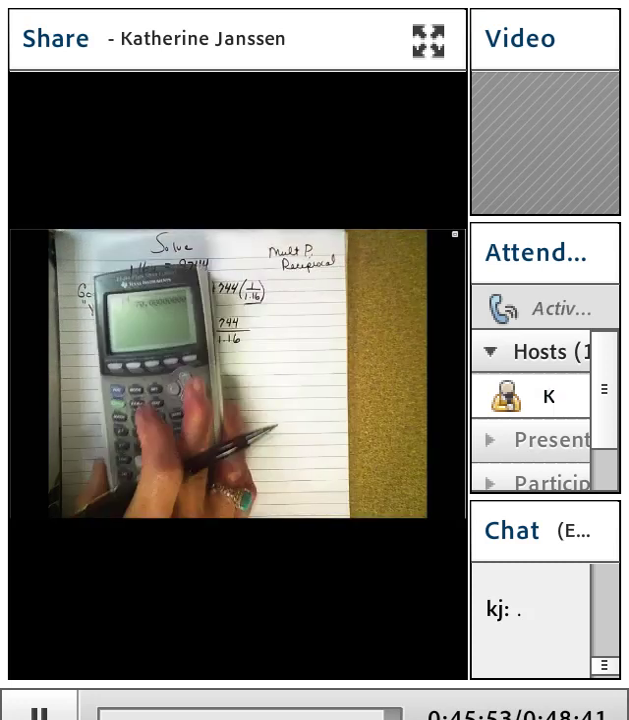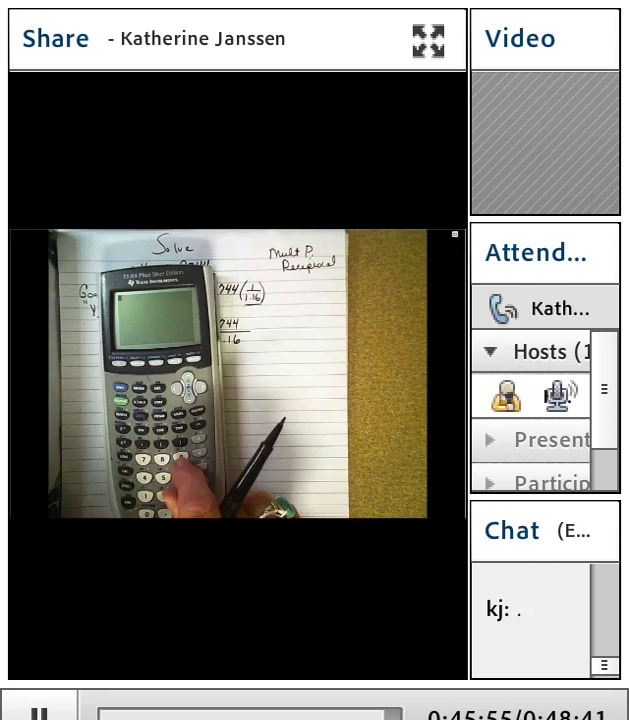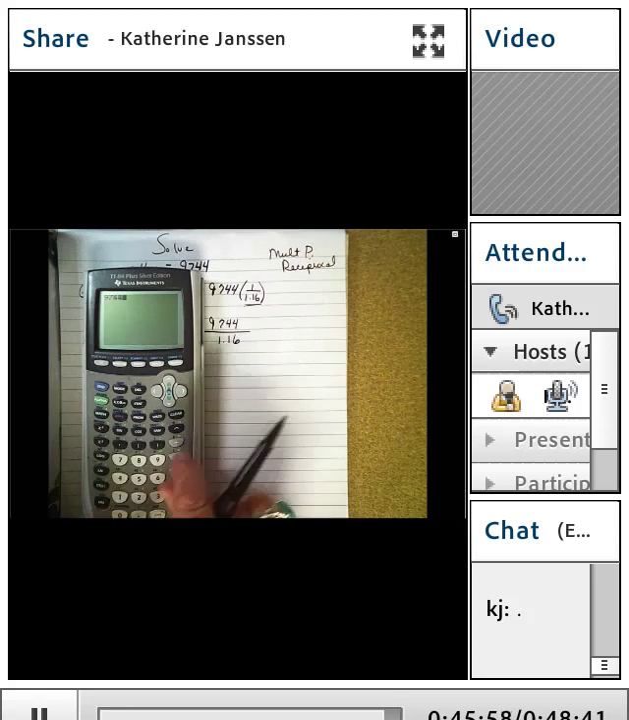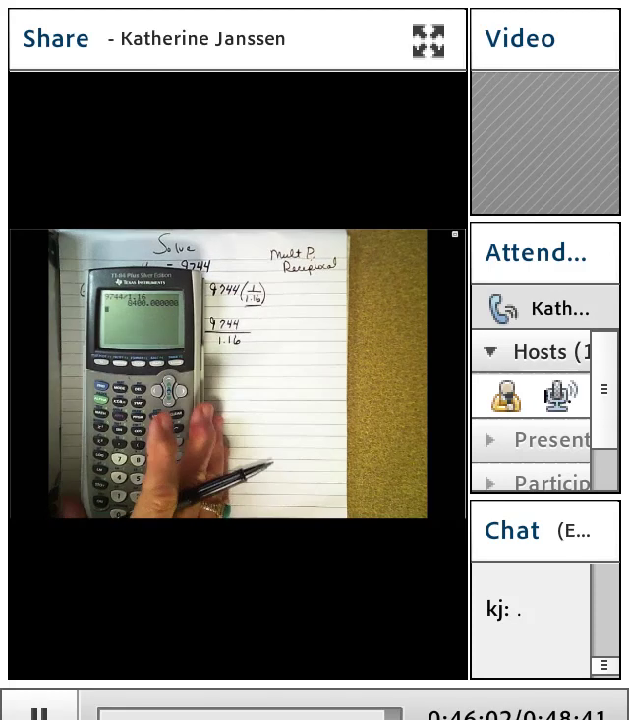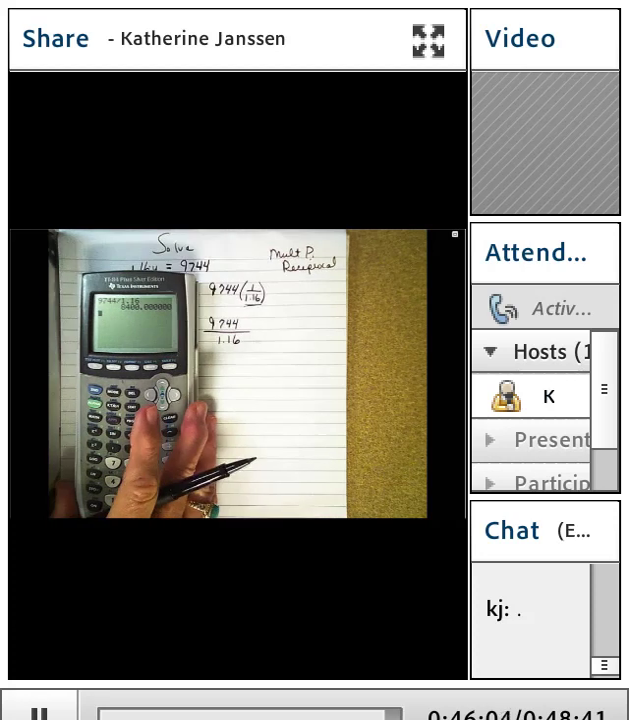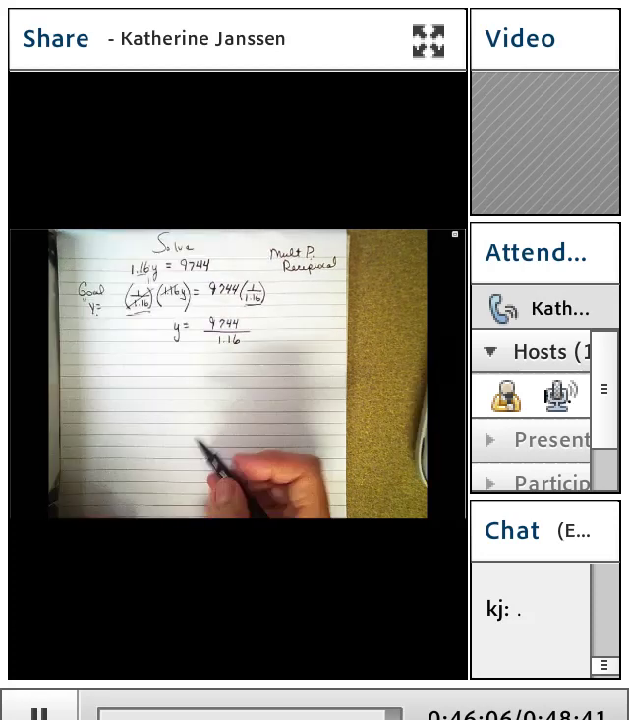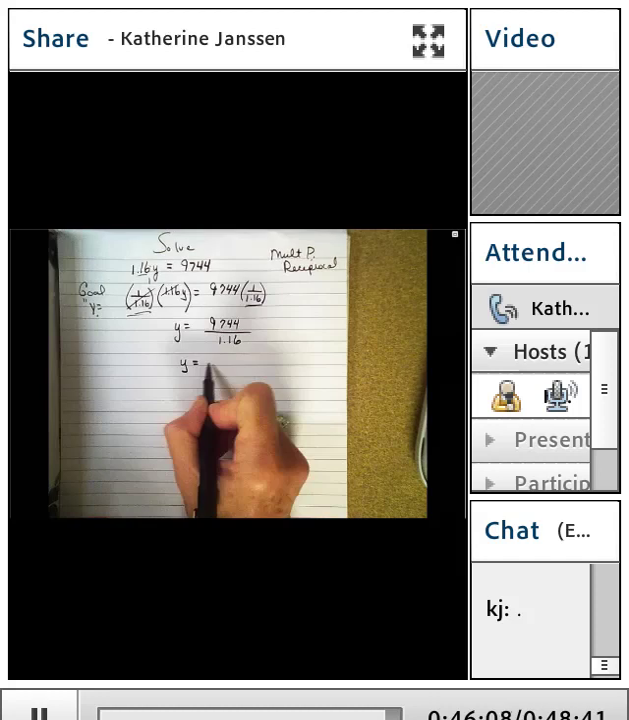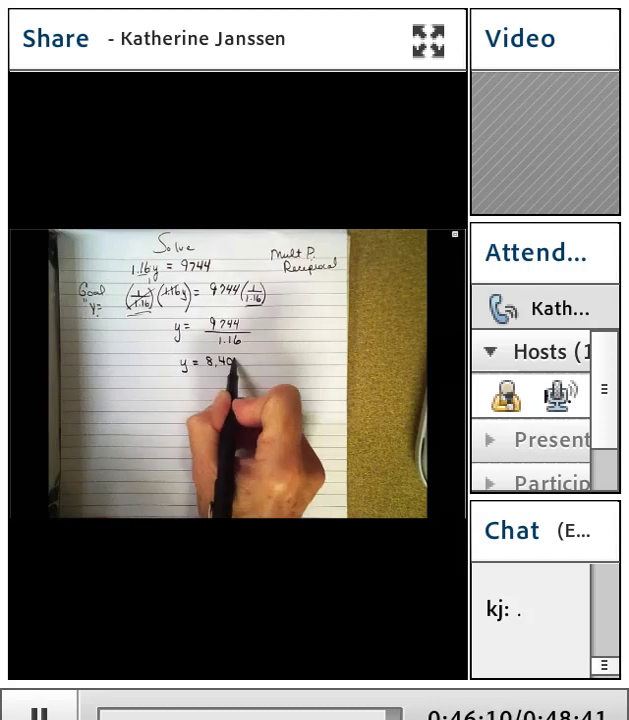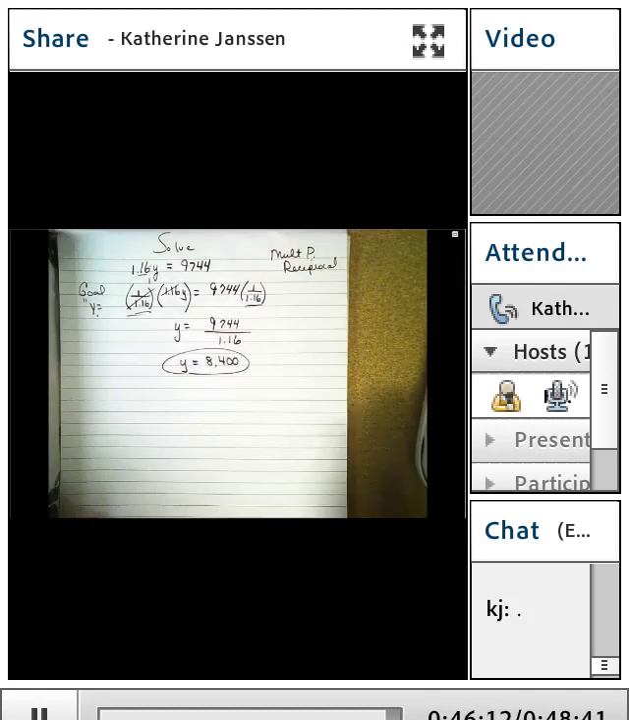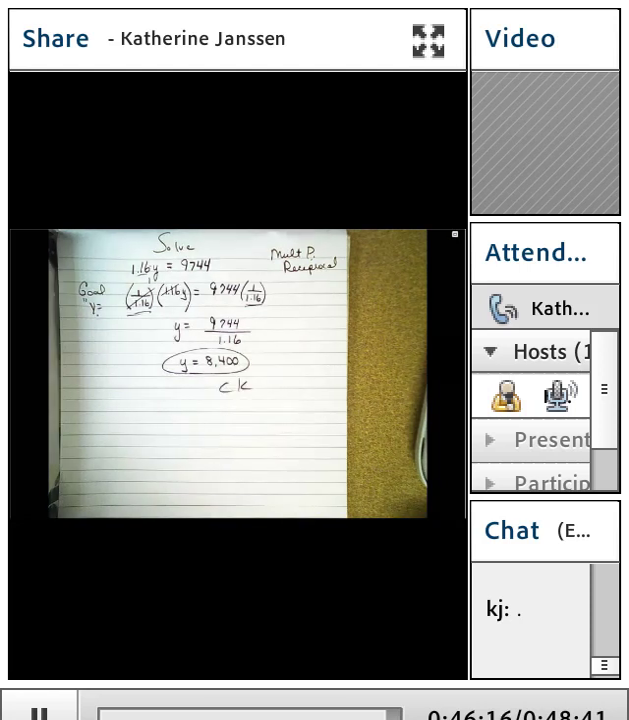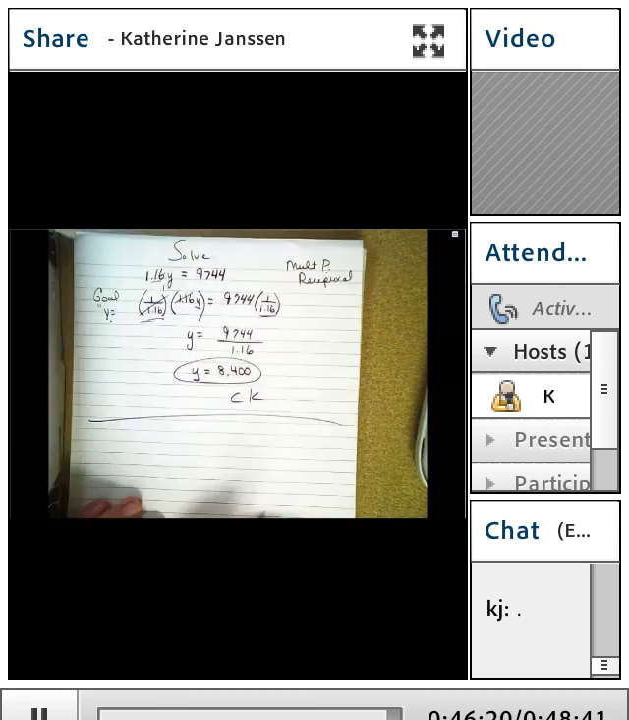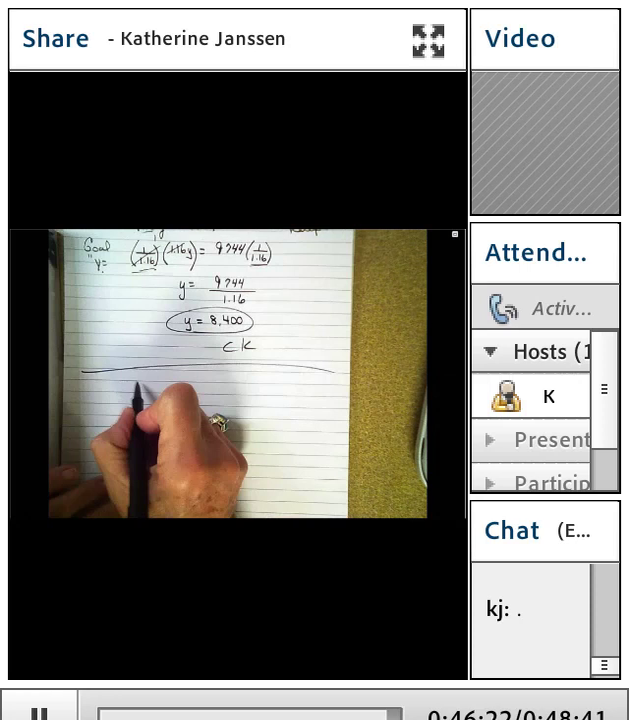So I have 9744 divided by 1.16, which is 8,400. So y equals 8,400. And you can check. The addition and the multiplicative principles used in solving equations in algebra.